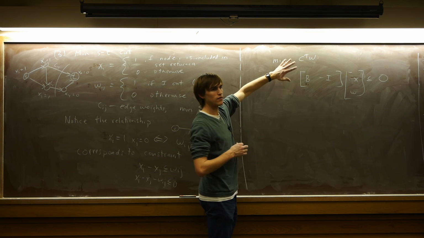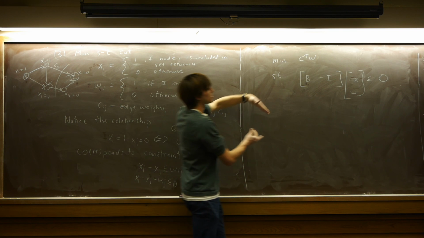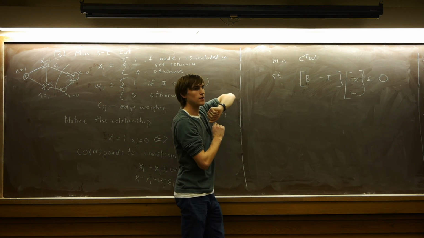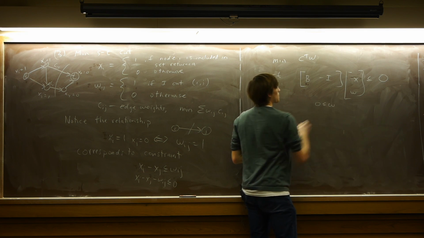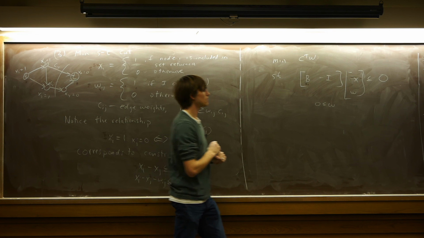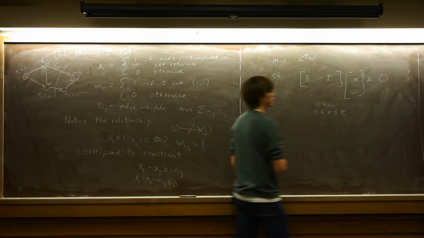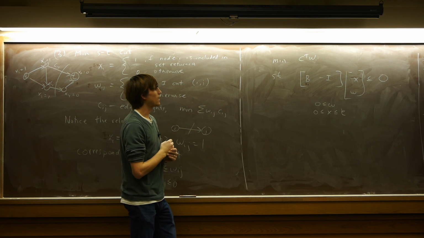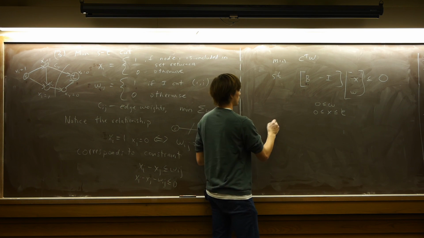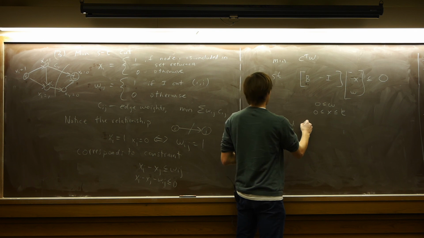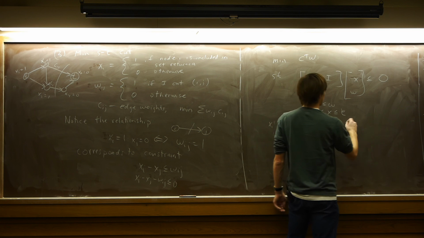I know this is slightly hand-wavy at the end, but if you just believe me, all of the constraints of that form can be mashed into these inequalities right here. And as long as we make sure that w is greater than 0 and x is between 0 and 1, then I will automatically get that xi and wij will be binary.